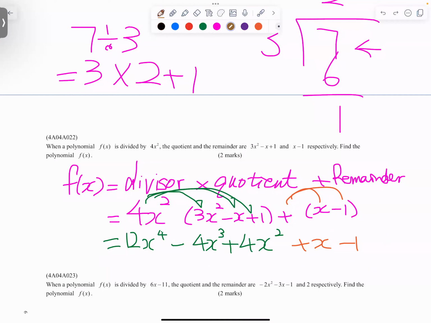Actually, if you click calculator, anything to the power of 0 is always 1. So if we have x to the power of 0, it means 1. So that's why we don't need to write it.